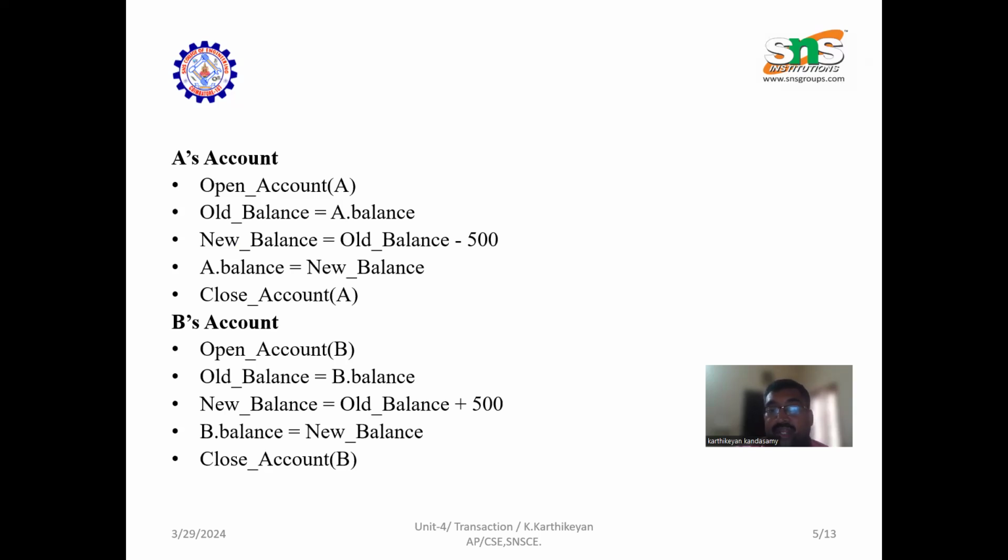Suppose account B: open account, old balance equals balance B, new balance equals old balance plus 500. Suppose I have 10,000, 10,000 plus 500, 10,500 rupees. The remaining overall value we can store based on B dot balance, and close the accounts. This is the A account and B account detail of the transaction in your database server.